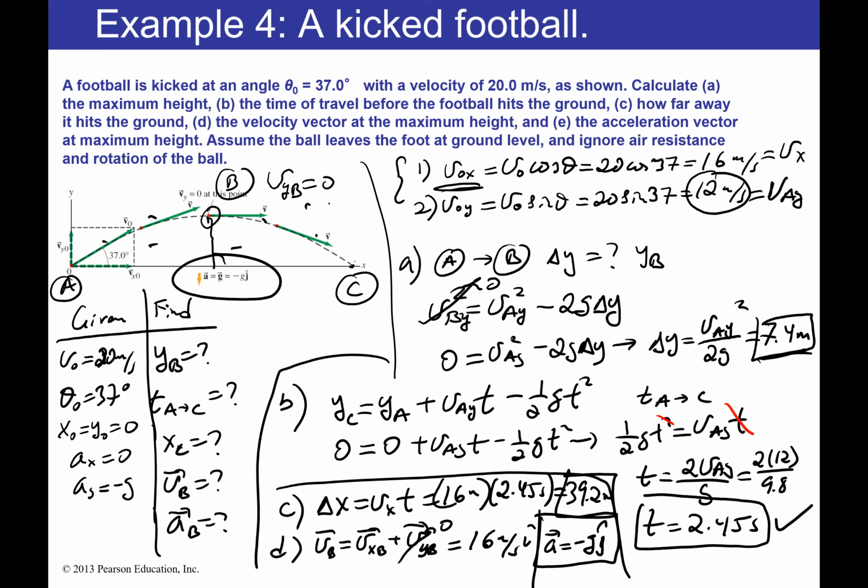So don't think that, if you're at the highest point, your velocity is 0, that means there's no acceleration. Remember, acceleration is the change in velocity, not just velocity. That means a equals negative j hat the entire time going from A to C. All right.